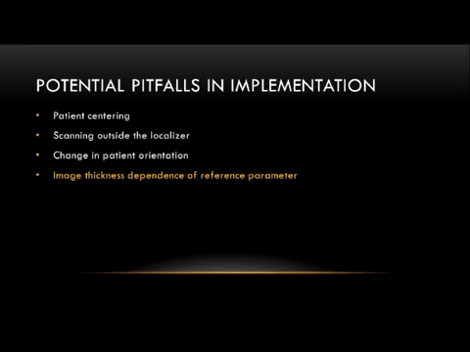Another pitfall, and another area that we don't think about a lot, is that the reference parameter, that image quality reference parameter that is used to determine how the tube current modulation is going to go, can actually be dependent upon your acquisition image thickness. This doesn't necessarily apply for all vendors, but it does apply for some vendors. And it's very important to keep in mind that if you change your acquisition image thickness or your nominal collimation or detector configuration, whatever you want to call it, your reference parameter might automatically change, or it might not change.